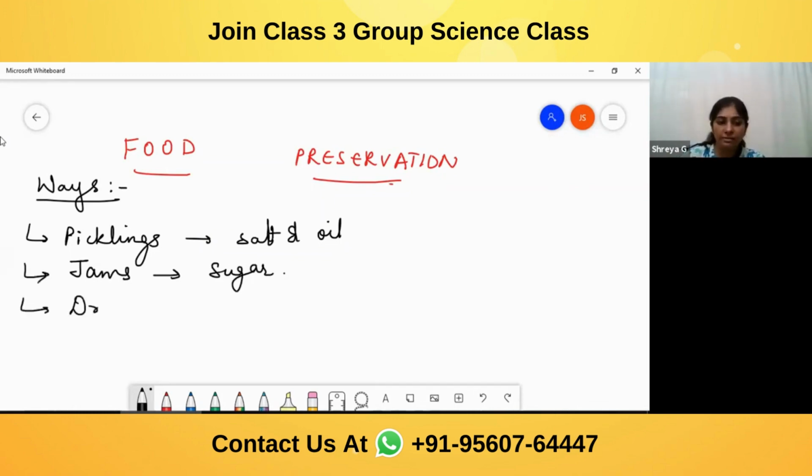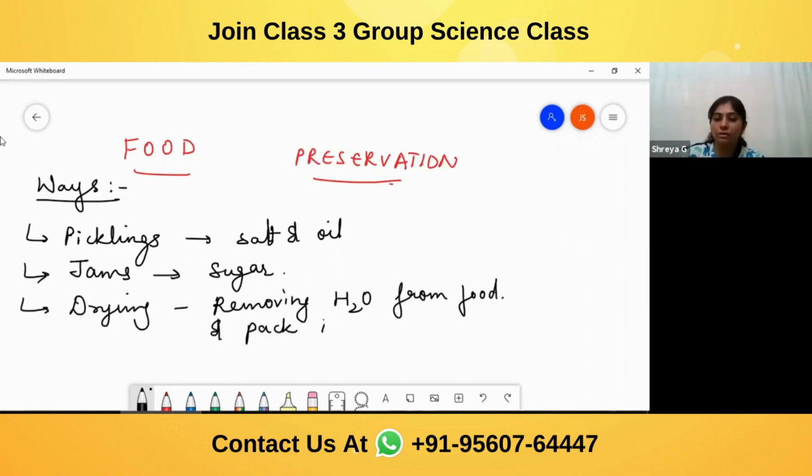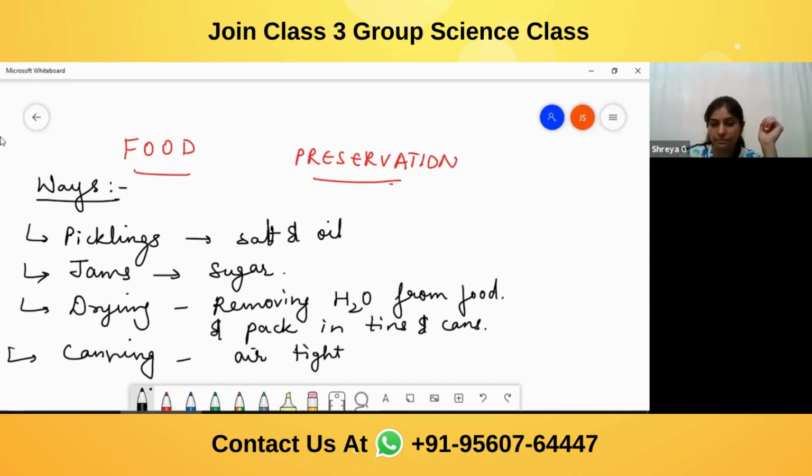For example, drying. Drying is removing water from the food, and that is also a preservation method. Then pack it in cans or tins, okay? Canning is also a method of preserving food, that is removing water or moisture and then packing it in cans, airtight containers. Like your chips you have.